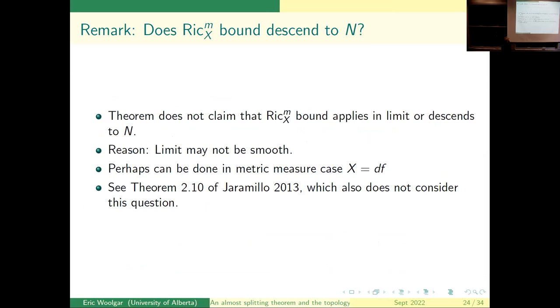Okay, just a quick remark that a weakness here is precisely for the reason you mentioned. The limit space doesn't necessarily have to be a manifold, and since it doesn't have to be a manifold, we don't necessarily know in advance what Ricci curvature means on these things. So we have no statement about the Ricci curvature condition descending to the slice. Nor did Jaramillo. And in that case, I would think you could probably get something, because she dealt with the case where X was a gradient, and so you're really in the metric measure case. So I think you could probably get something there, but we can't.